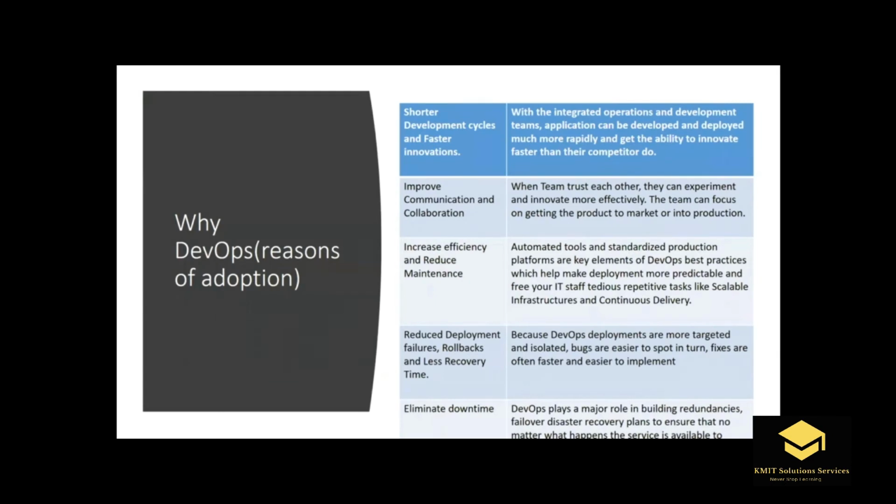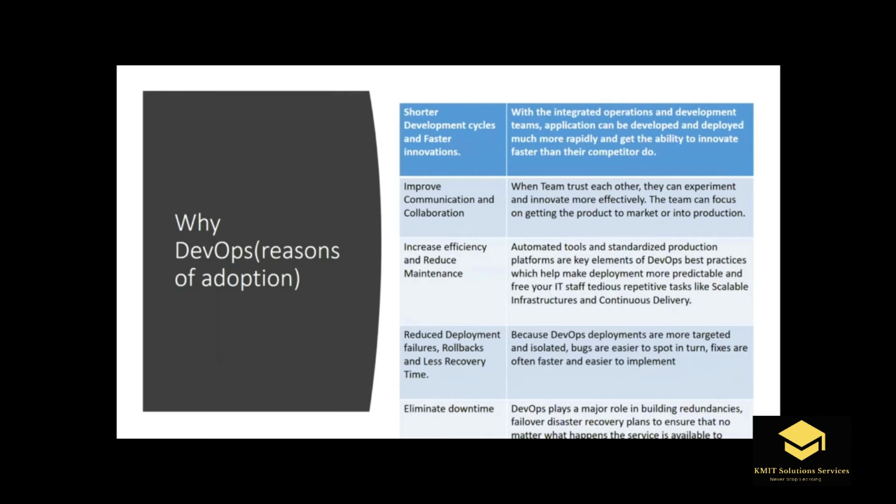Why is DevOps adopted by the market? What are the main reasons? There are a few reasons for which everyone is looking for the DevOps process. There are shorter development cycles and faster innovation. As we keep discussing, it is in hours and it is very fast, with rapid deployments.